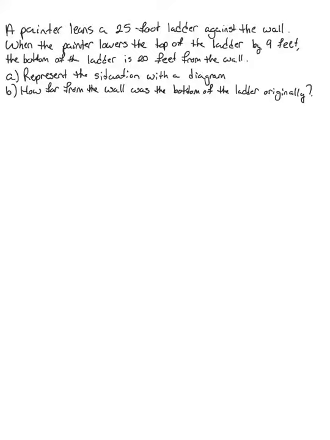Hey there. Today we're going to be answering the following question. A painter leans a 25-foot ladder against a wall. When the painter lowers the top of the ladder by 9 feet, the bottom of the ladder is 20 feet from the wall. Part A of the question is represent the situation with a diagram, and part B is how far from the wall was the bottom of the ladder originally.